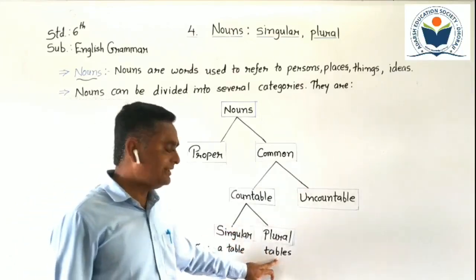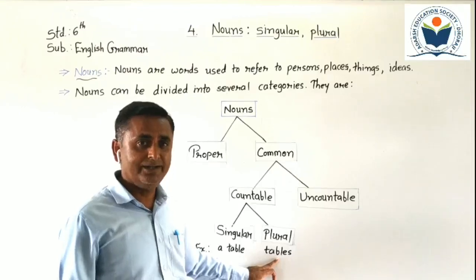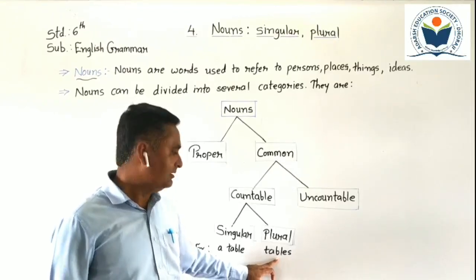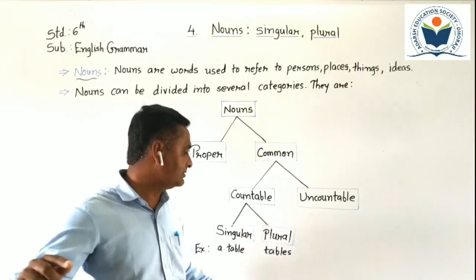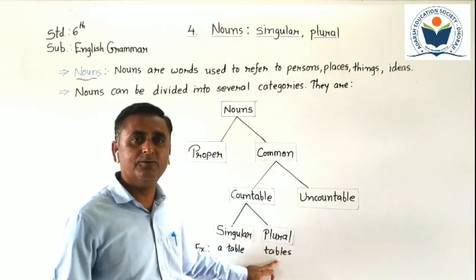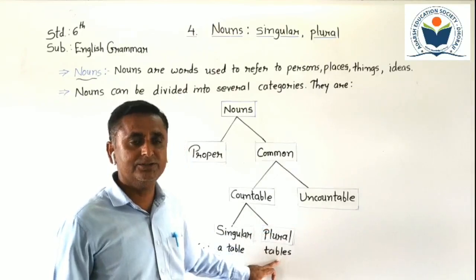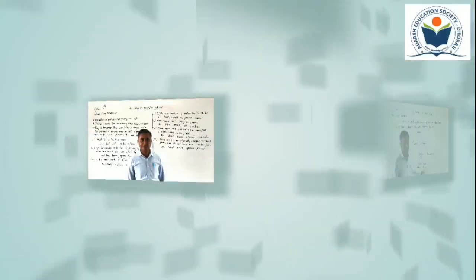But here tables means what? More than one table. It is known as tables. We can also count tables. One, two tables, three tables. So it's a countable plural noun here. We are talking about more than one table. So it's known as tables. So it becomes a plural countable noun.